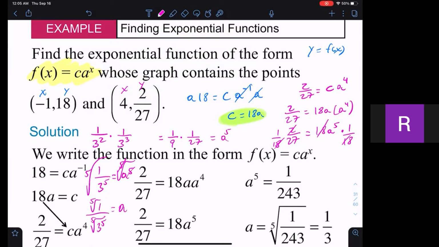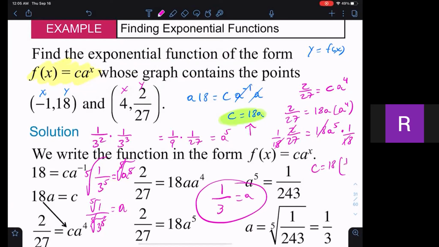So the fifth root of 1 is just 1, right? 1 times 1 times 1 times 1 times 1, I'm sorry, the fifth root of 1. And then here, the fifth root of 3 to the 5, you can just do this. So you get 1/3. So you got a already. Now you can solve for c. This is 18 from here, right? 18 times 1/3, so that's going to be 6. That's it. That's how you do that one. So these are the two solutions.